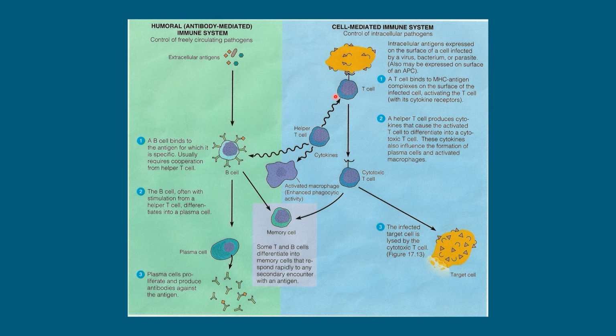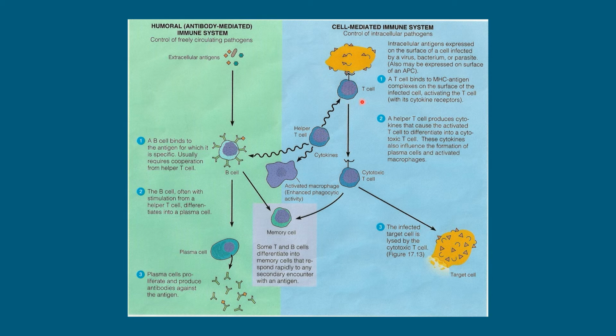You have initially your antigen presenting cell, which is a macrophage or a dendritic cell that engulfed, basically ate up, the foreign substance. How did it know it was a foreign substance? Because it did not have your MHC on it, your major histocompatibility complex. It said, oh, this is not part of you, so it ate it.